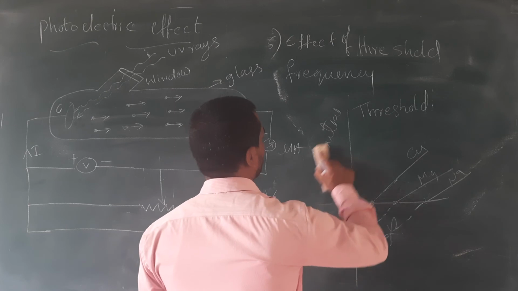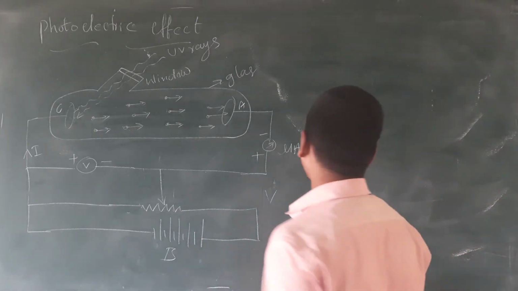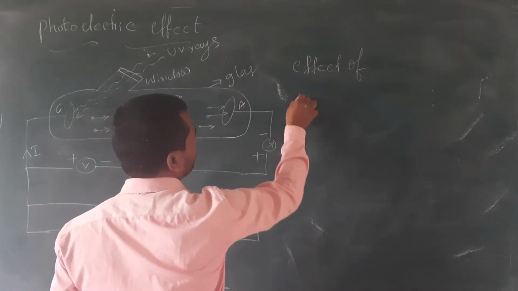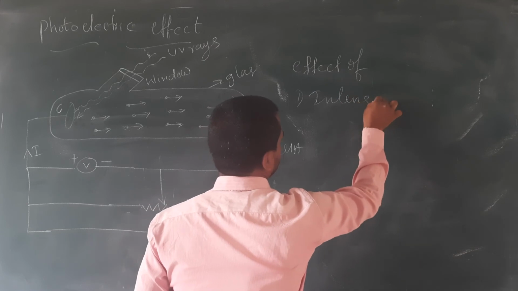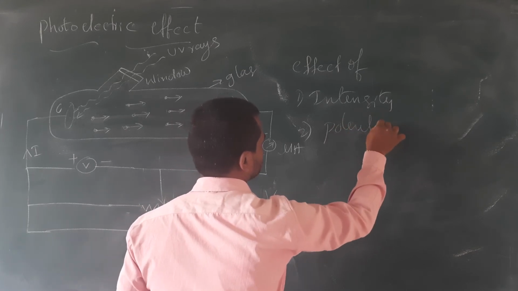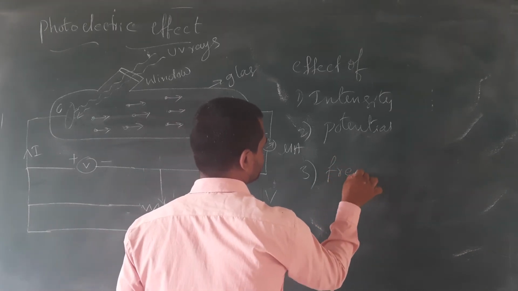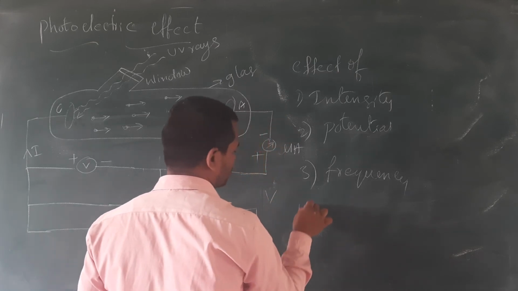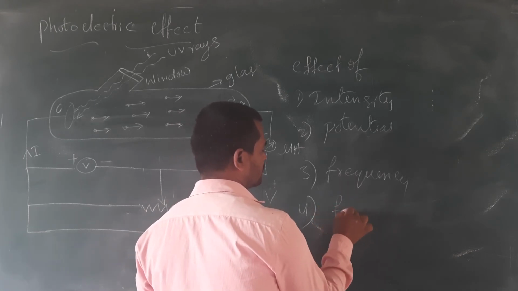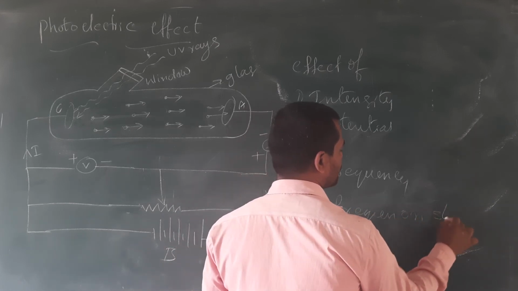Let's rewrite once again the points we have discussed. The first one is the effect of intensity. The second one is the effect of potential. The third one is the effect of frequency. The fourth one is the effect of frequency on stopping potential.